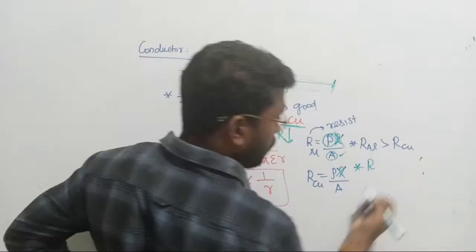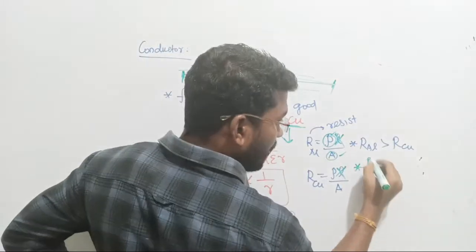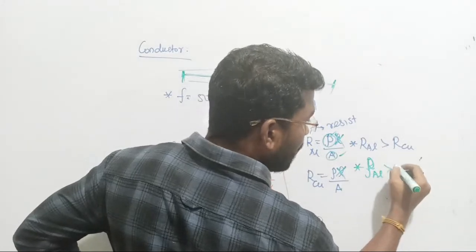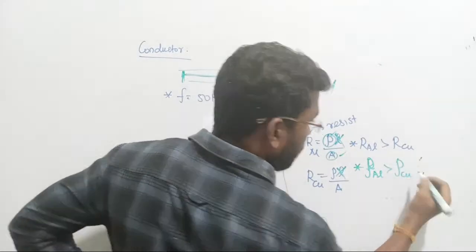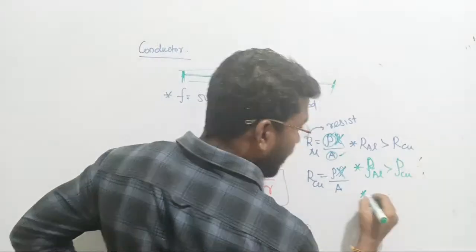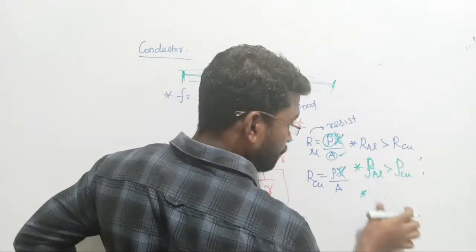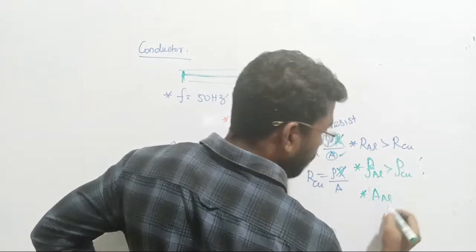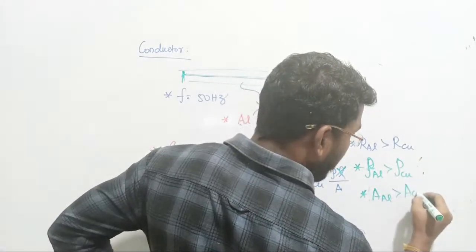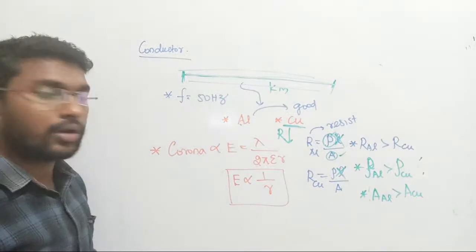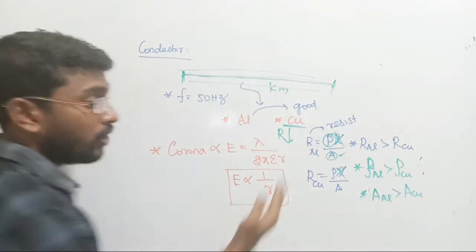in order to bring the rest of the conditions, see that resistivity offered by aluminium is also going to be greater than the resistivity offered by the copper. Similarly, area also going to be right. Area offered by the aluminium is also going to be greater than the area offered by the copper. I got few more conclusions here. Guys, directly you have to compare.